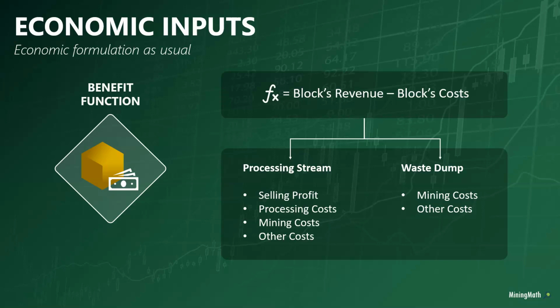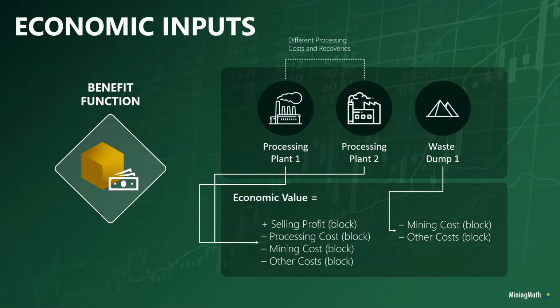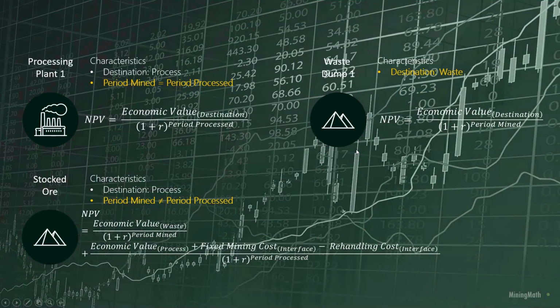feeding the plant. Okay, so moving forward, over here we have more examples on economic values. As you can see here, I'm just exemplifying the possibility of having two processing streams, for which we have different processing costs and recoveries. So these should be counted to differentiate the economic values of these different processing streams. Okay, just a simple example.